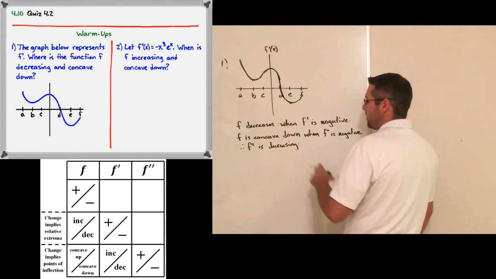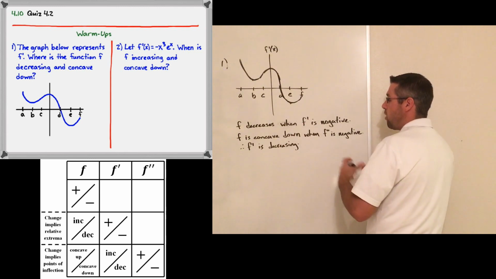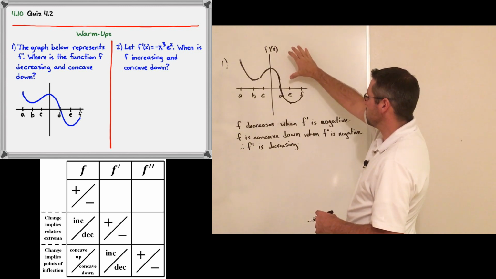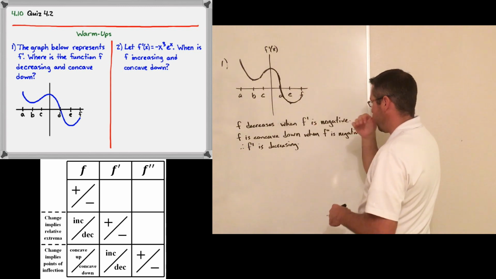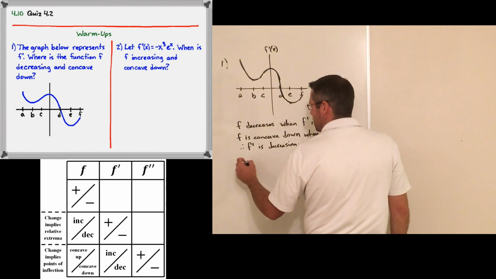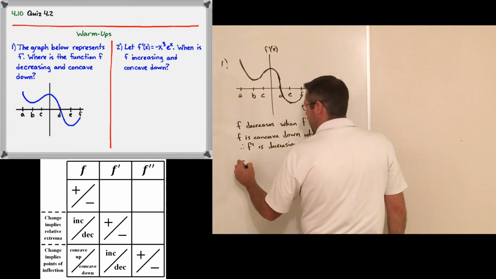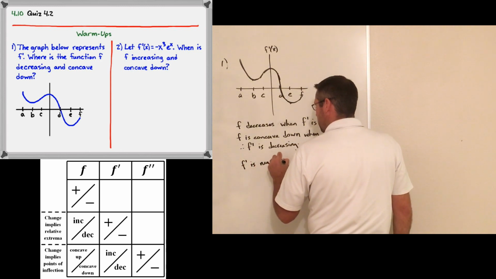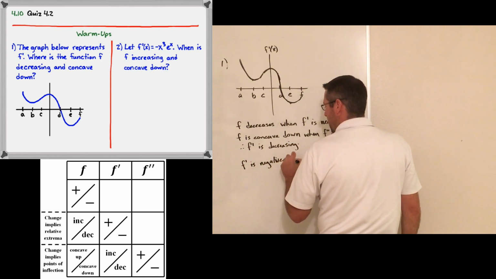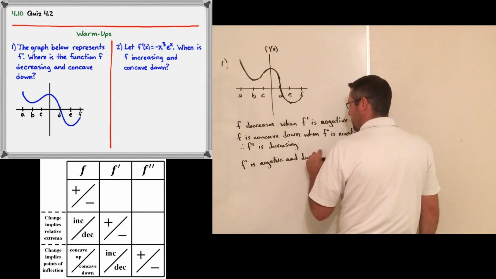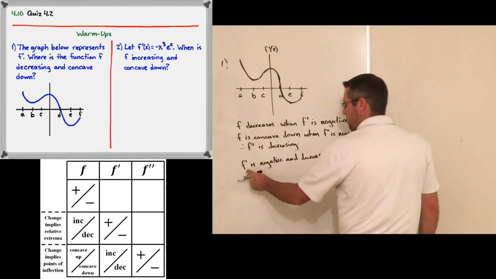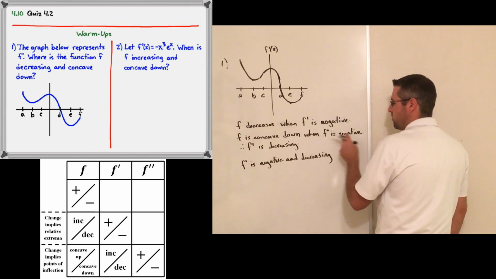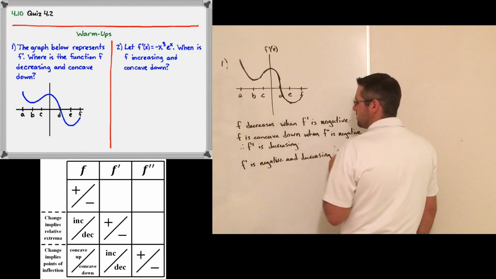So we are looking for when f is decreasing and concave down all at the same time. Since we're looking at the f prime graph, we need to be interpreting our answer in light of f prime. So we're going to say that we are looking for when f prime is negative and decreasing. That will give us our answer here. If f prime is negative, that means f is decreasing. And if f prime is decreasing, that means f double prime is negative, which implies f is concave down.